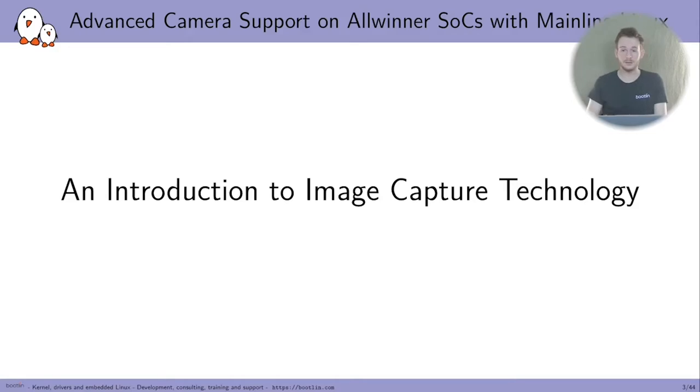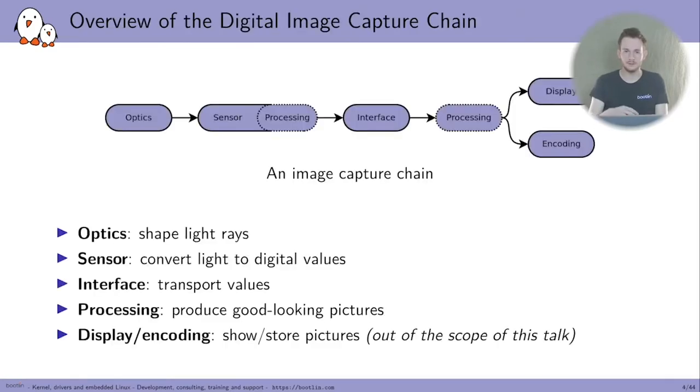So to begin this talk, we're going to see some very common notions about image capture technology. First, let's take a look at a simplified image capture chain so that we can see the major elements that are necessary for a camera-based image capture chain. Then we're going to see some of these aspects in more detail. First of all, we have the optics, which are in charge of shaping the light and converging the light onto the sensor, which is the electronic component in charge of converting the light that it receives into digital values that can then be transported to a more complex system, like a system on a chip.